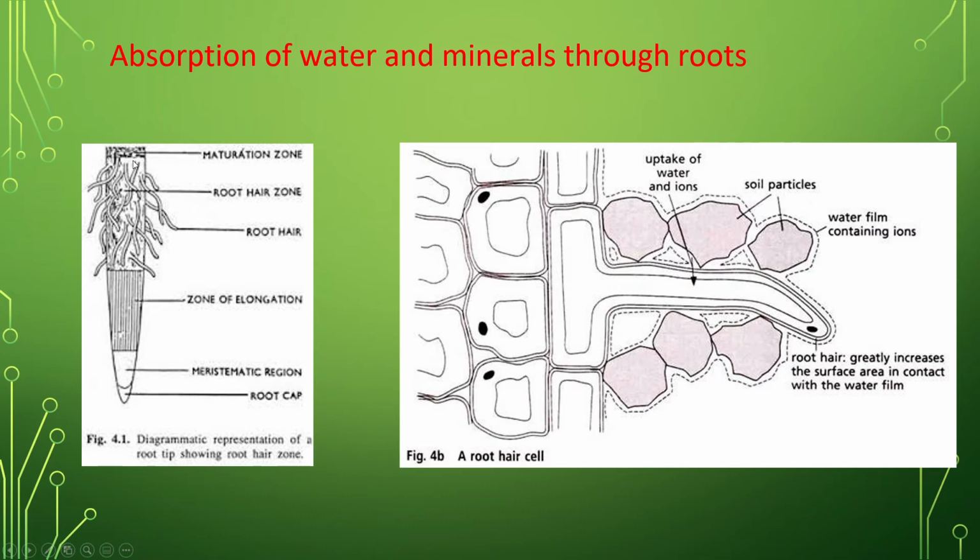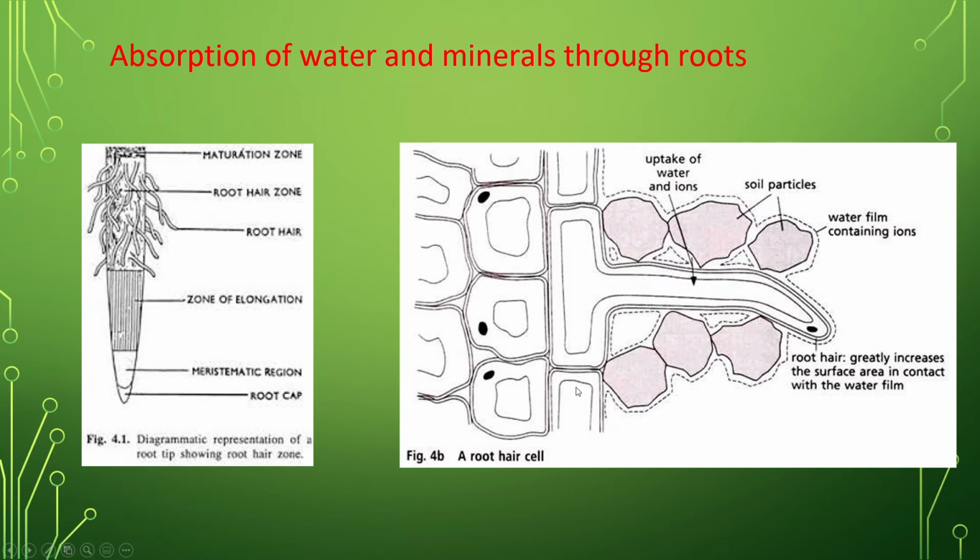And after that, this part contains the root hairs. These are small hairs, and these root hairs are unicellular structures. That means root hairs are formed by a single cell. These are very thin unicellular structures, and these root hairs actually absorb water with minerals from the soil. These roots are present in the soil, and they absorb water and minerals from the soil. Now come to the second diagram.